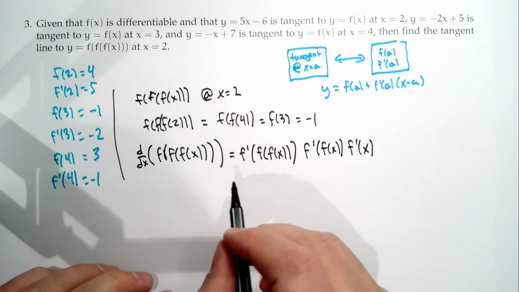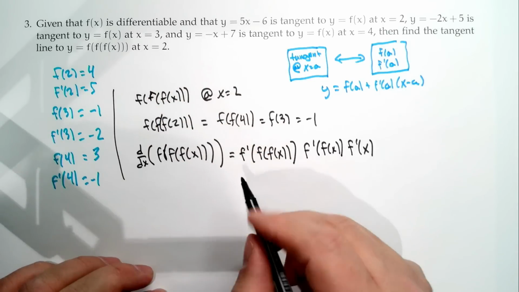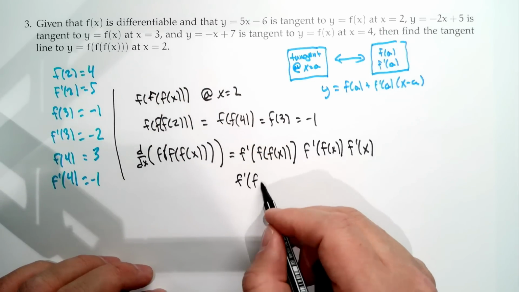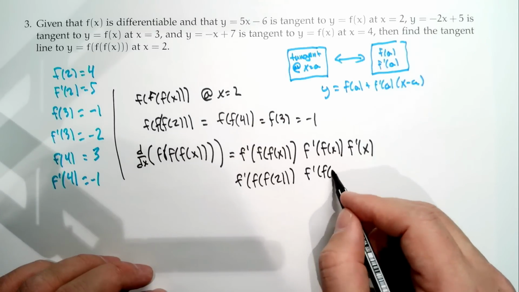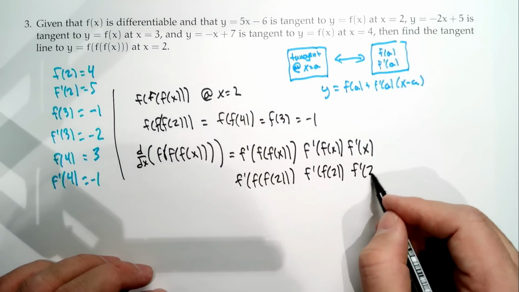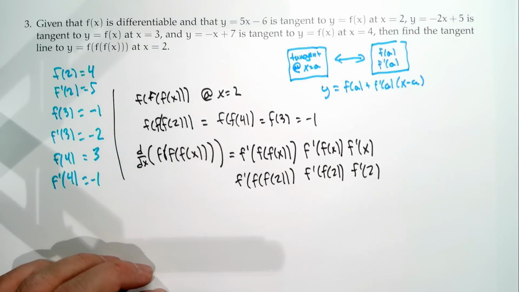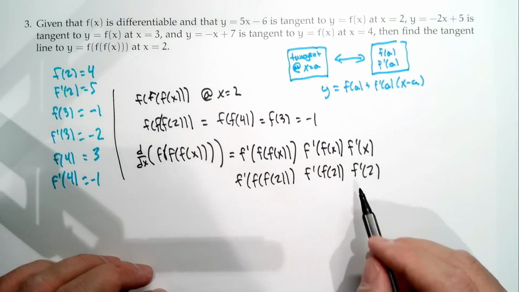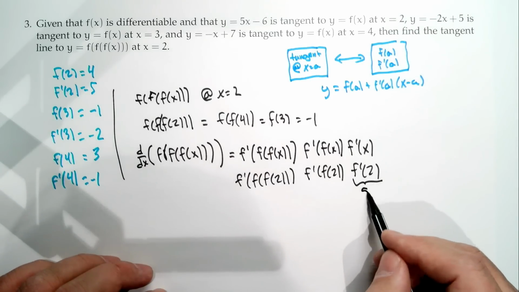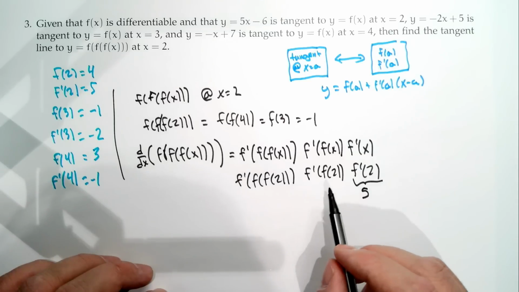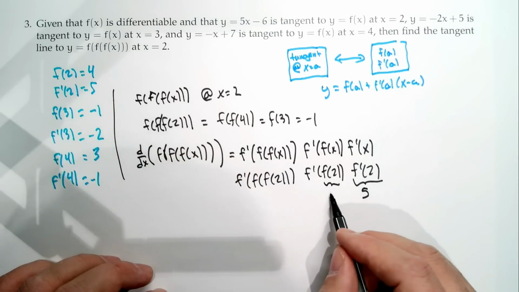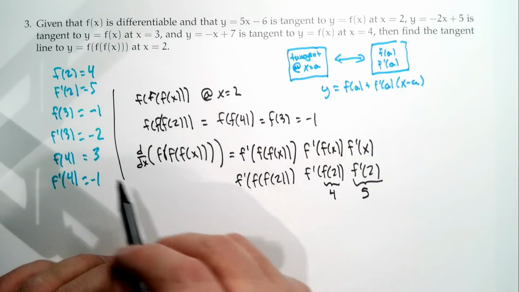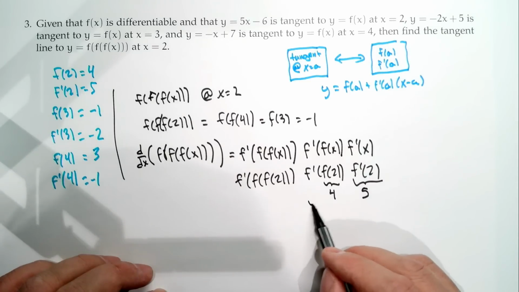So we need to plug in at x equals 2. So we get f prime of f of f of 2, times f prime of f of 2, times f prime of 2. So we work through it. F prime of 2 is 5. F of 2, well, f of 2 is 4. And f prime of 4 is negative 1.